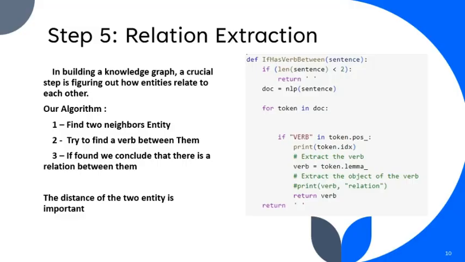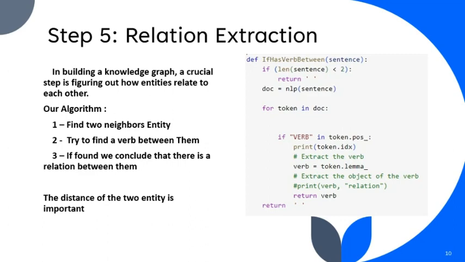In step 5, which is relation extraction, in building the knowledge graph, a crucial step is to figure out how the entities relate to each other. So in order to create a knowledge graph, we need to find the relation between two entities. So this is the relation extraction step that we have. We can use predefined models to create the relation extraction, but in this step we decided to do it with our custom algorithm. It's a very easy algorithm. The algorithm runs like this.